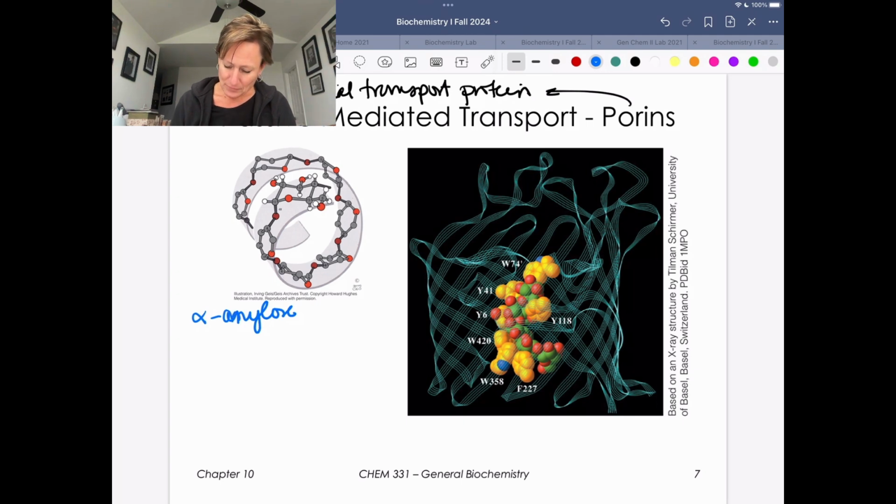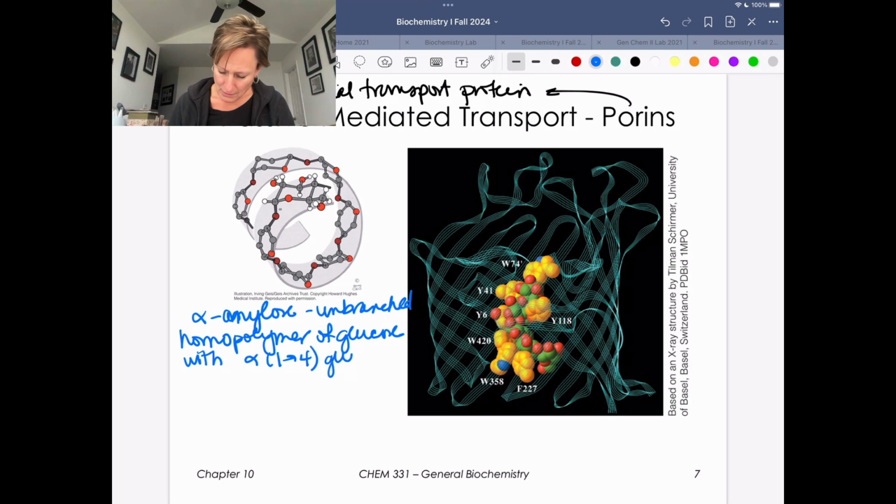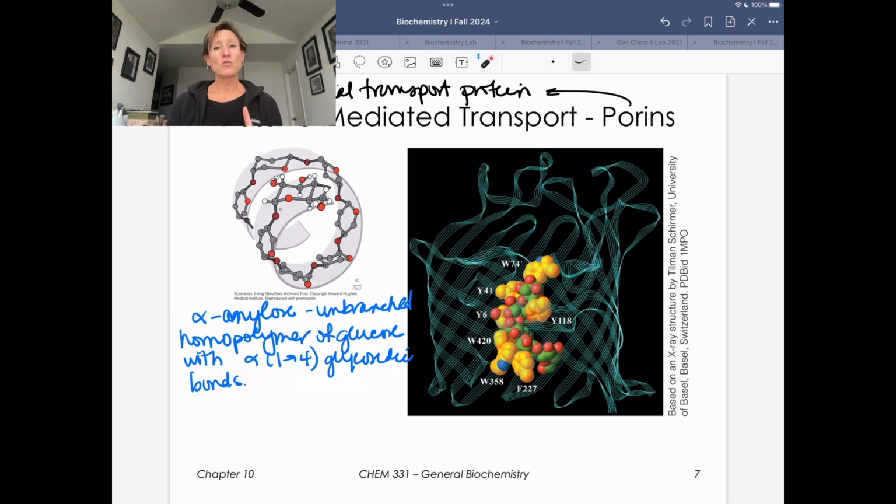Alpha amylose is an unbranched homopolymer of glucose with alpha 1,4 glycosidic bonds. Okay, and I'm glad I still have my molecule here of glucose to talk about. Importantly, when we have that alpha 1,4 glycosidic bond, that creates a repeating backbone geometry, if you will, that creates the coil that we see with starch.